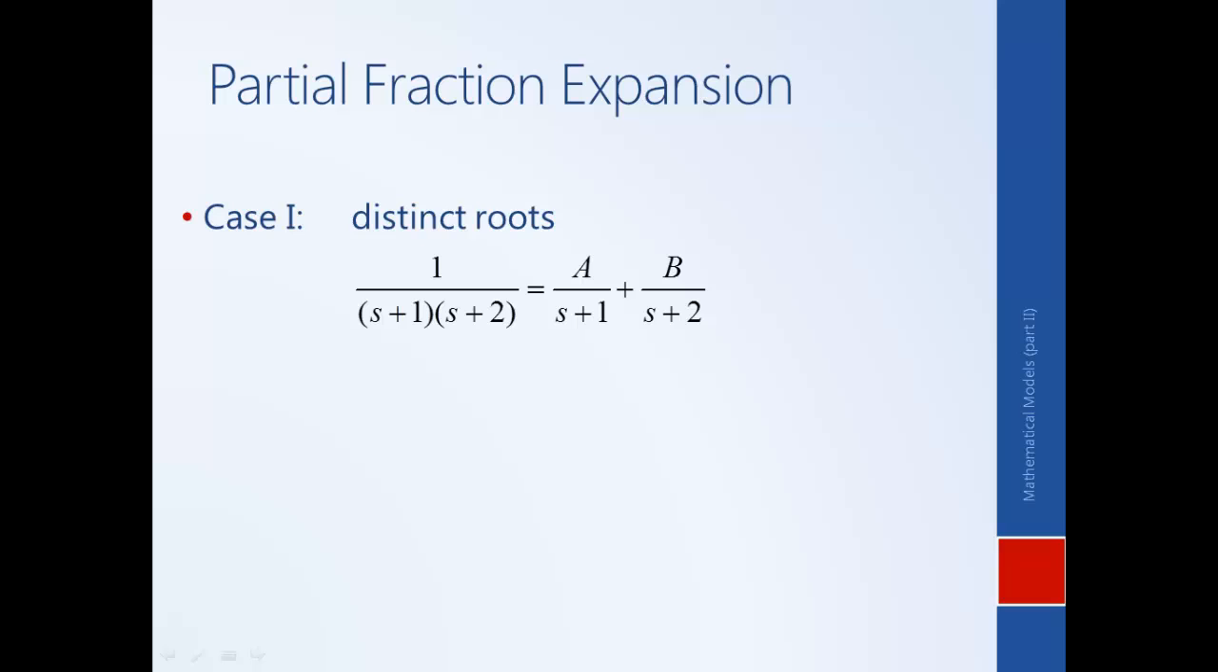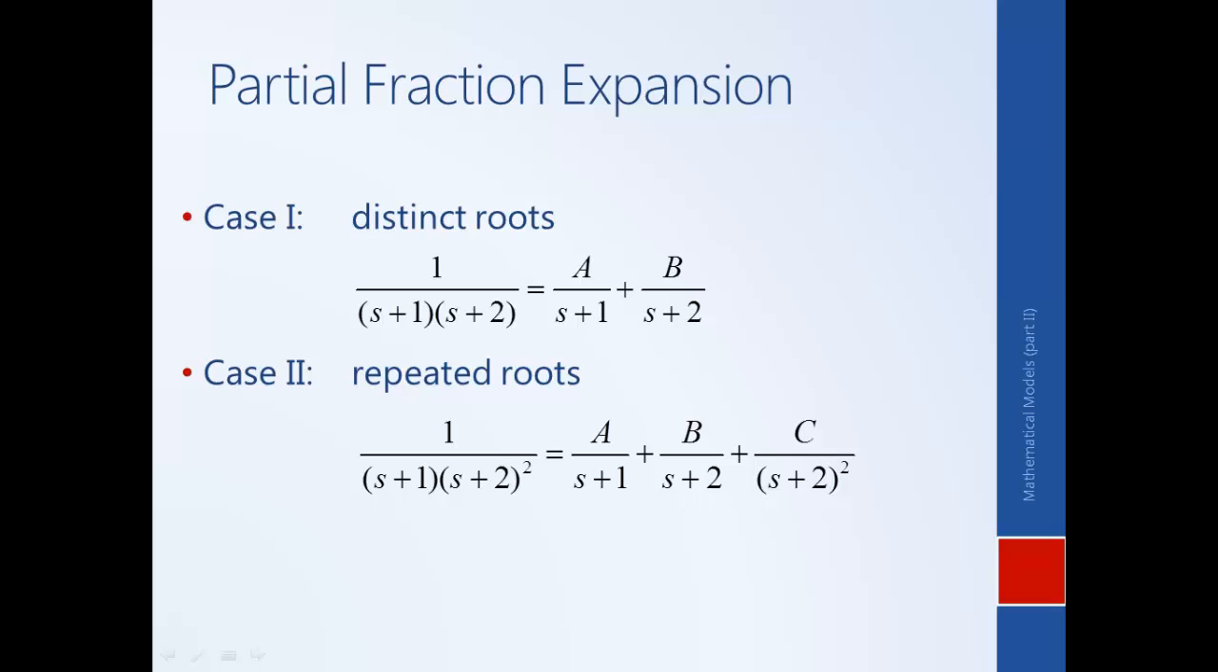As was the case that we showed previously, the numerators are just simple constants. When we have repeated roots, for example here it's as if we have two roots at minus 2, the form of the partial fraction expansion is slightly different. In addition to having a constant over s plus 2, we also will have a constant over s plus 2 squared. If we had even higher order roots, for example, if this was s plus 2 to the cubed, then we would additionally have a term with the denominator of s plus 2 cubed.